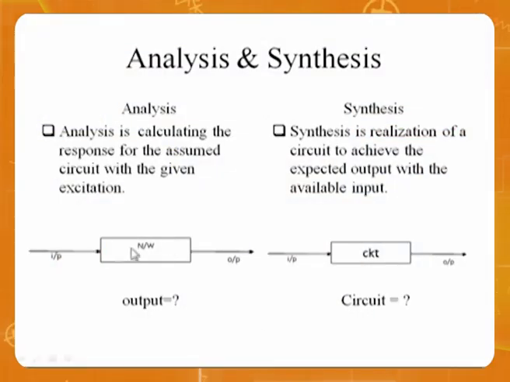This is, for example, a network. Input is there, output is there. Input is known, network is known, but output is calculated. So out of these three, calculating the output is called analysis. Analysis is calculating the response for the assumed circuit with the given excitation.